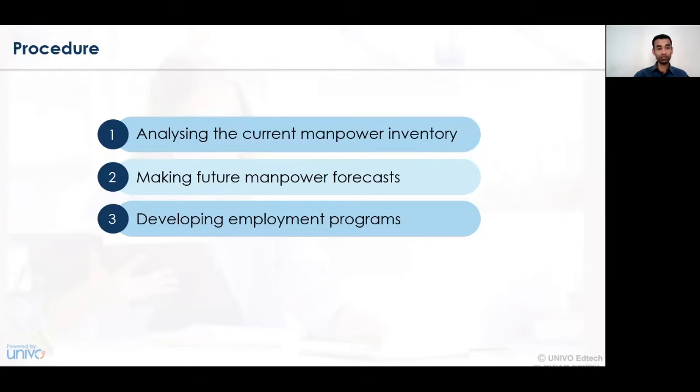The next procedure that is taken into account is designing the training programs.